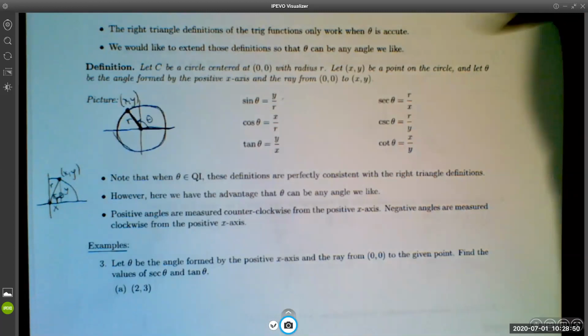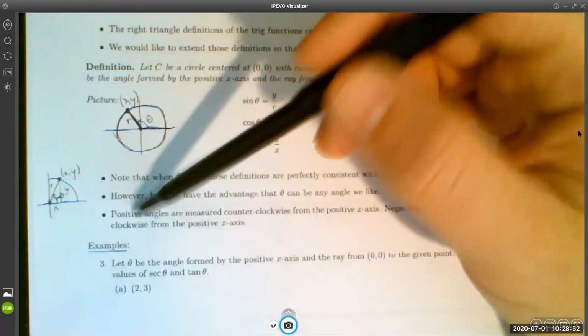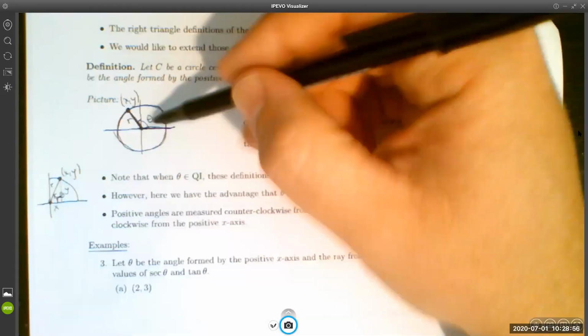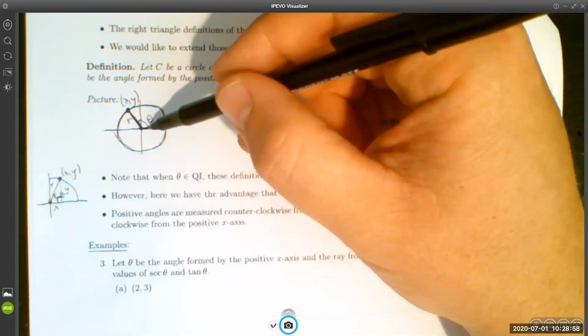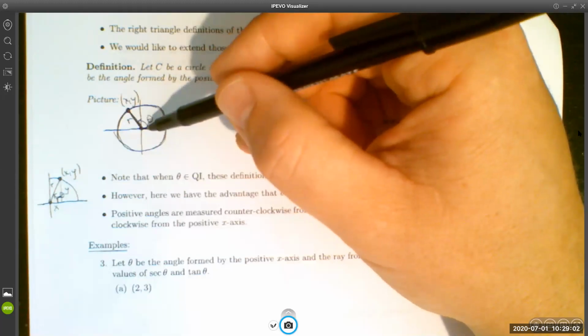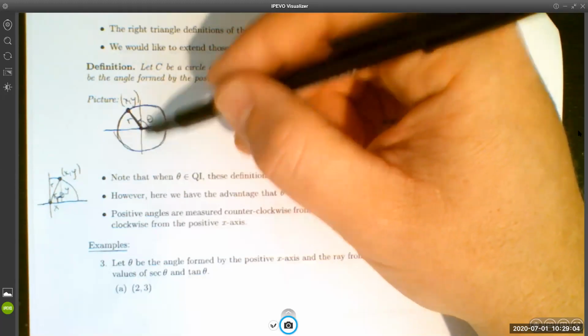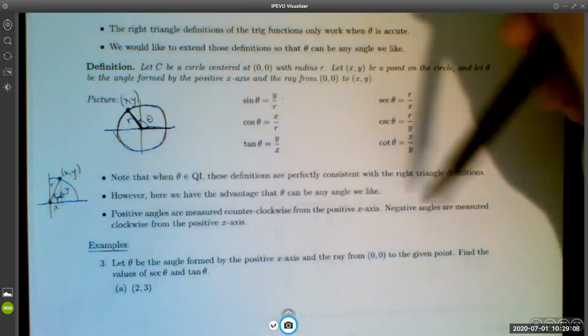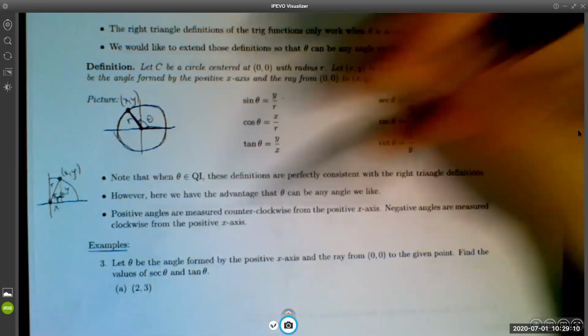Something to point out is that positive angles are going to be measured counterclockwise from the positive x-axis. So when we measure an angle, we go in a counterclockwise direction. If we move in a clockwise direction, that's legal. It's just that we're going to call those negative angles. So negative angles are measured clockwise from the positive x-axis.